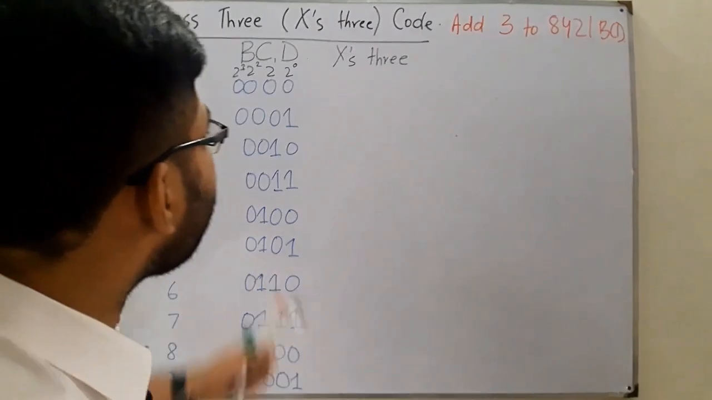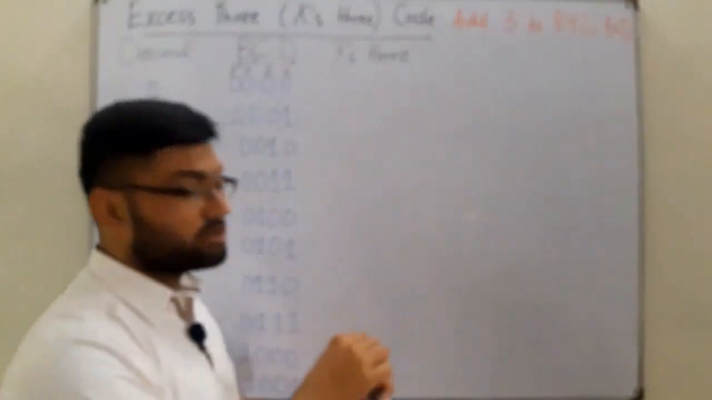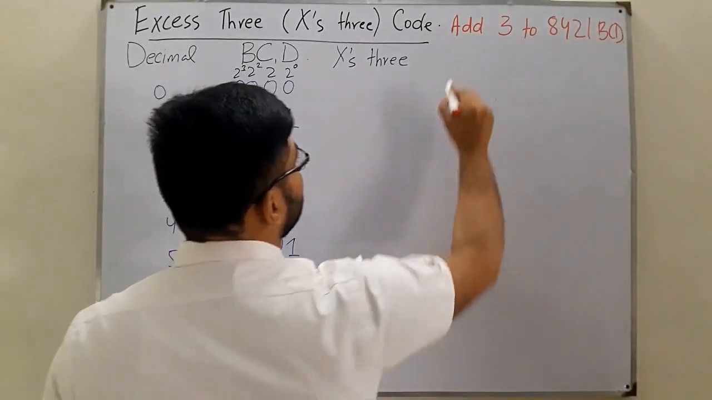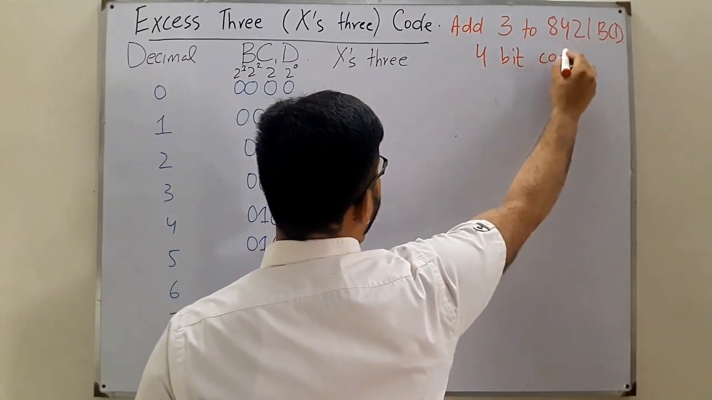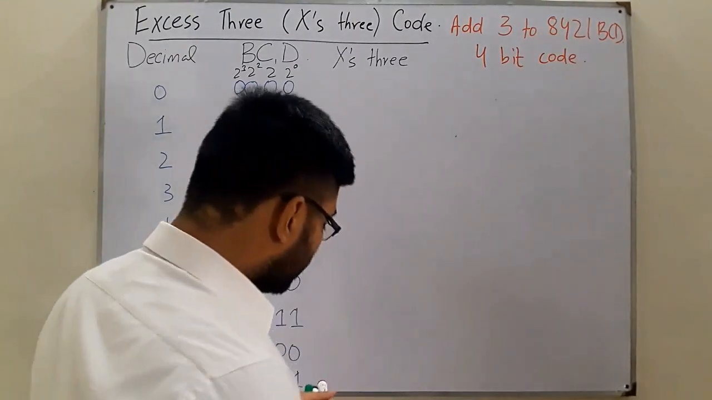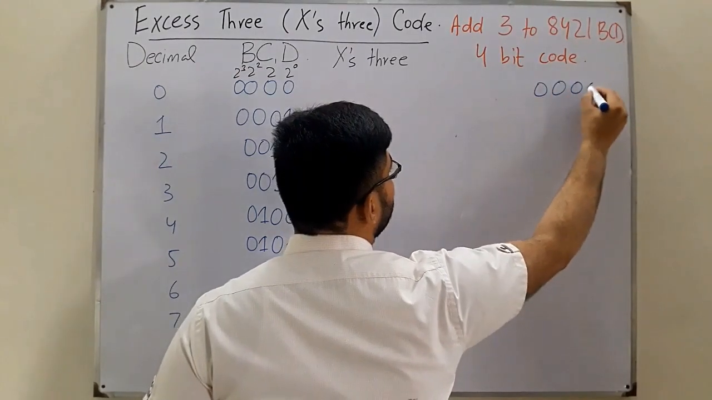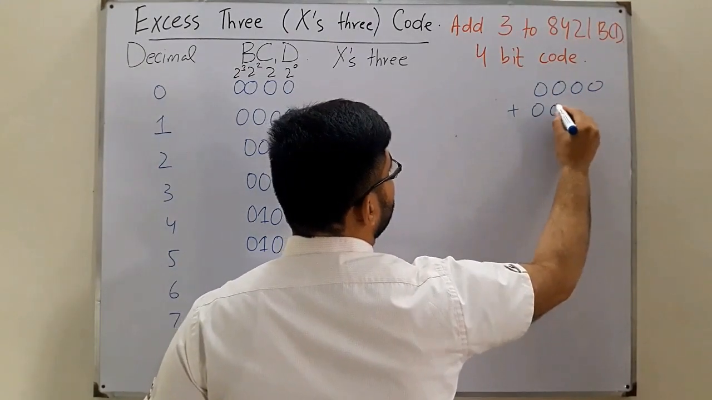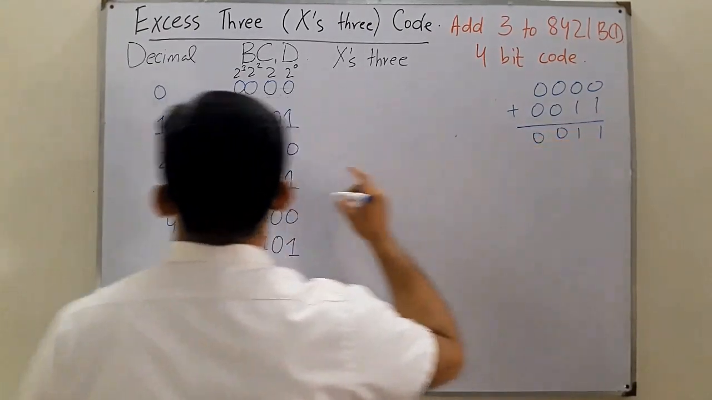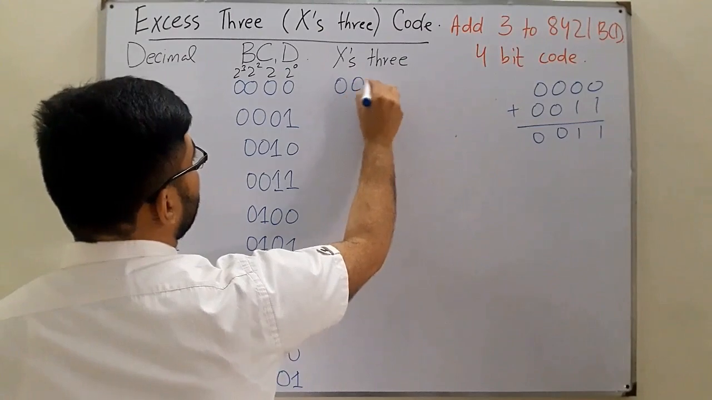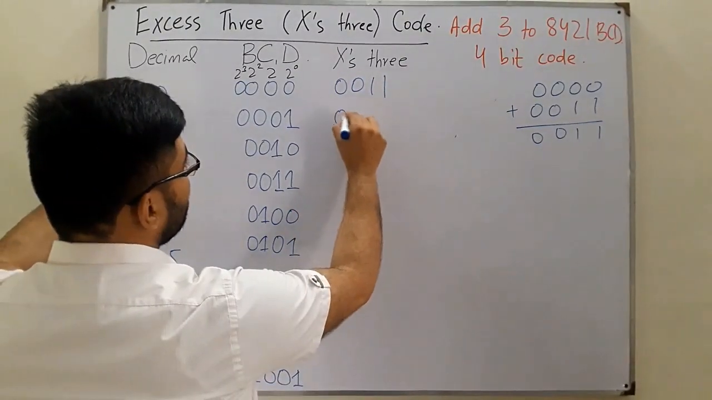So for zero, it would be what? You add 3 to it. 3 is 0011. This is a 4-bit code, you need to remember. Excess-3 is a 4-bit code again. Okay? And so for 0, you add 3 to it. 0000 plus 0011. So of course it would be 3, 0011. For 1, it would be 4.